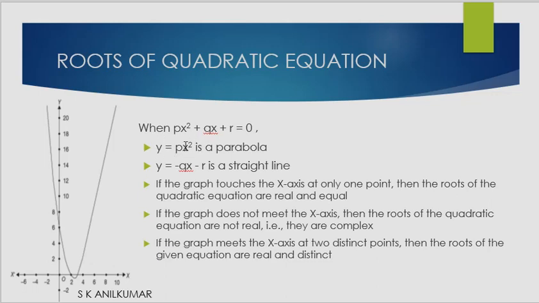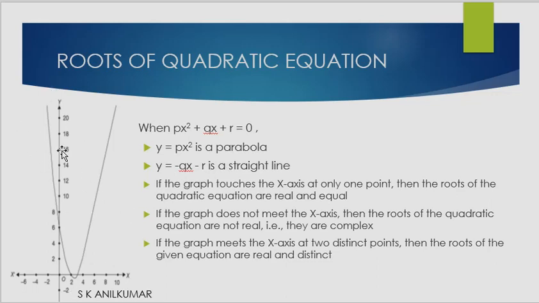If you put x as 1, then y will become p. When you put x as 2, then y will become 4p. When you put x as 3, y will become 9p. So this is how you can plot a parabola. Then y equals minus qx minus r is a straight line. When x is 1, y is minus q minus r. When x is 2, minus 2q minus r. When x is 3, minus 3q minus r. So this will be a straight line.